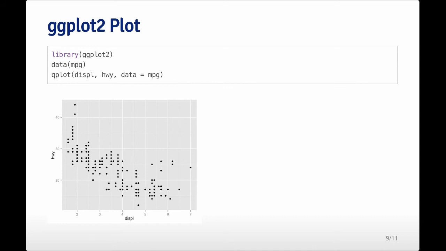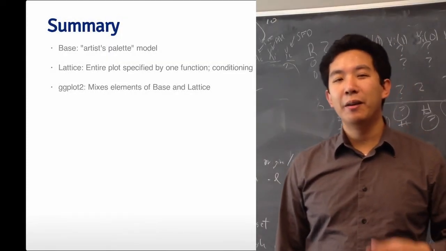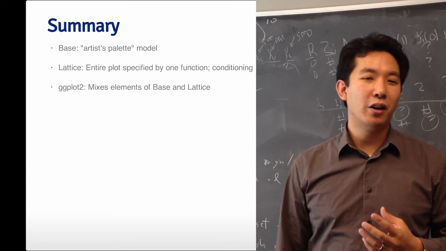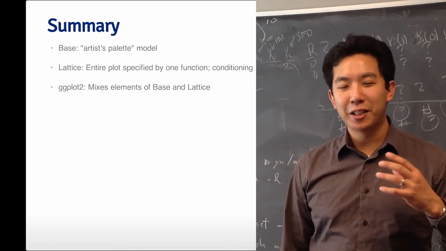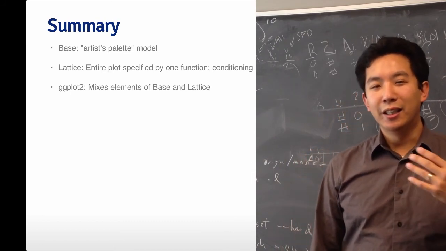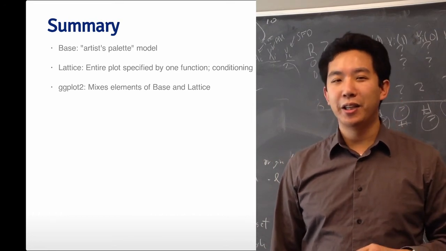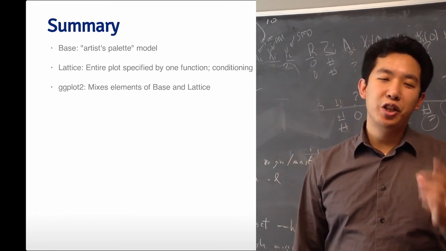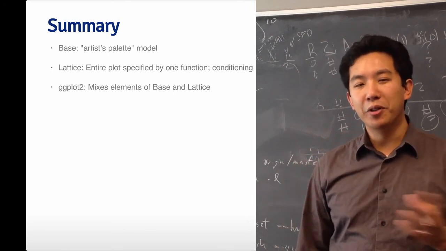So just to summarize, there are 3 basic plotting systems in R. There's the base plotting system, which has this artist's palette model where you add things one by one. There's the lattice system, where you specify an entire plot using a single function call. And then there's the ggplot2 system, which mixes some ideas from both systems.